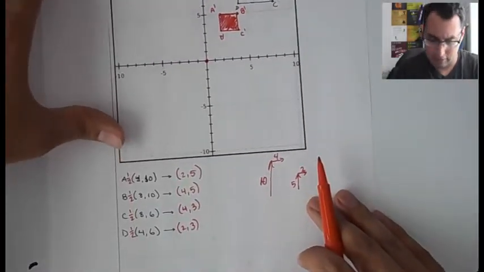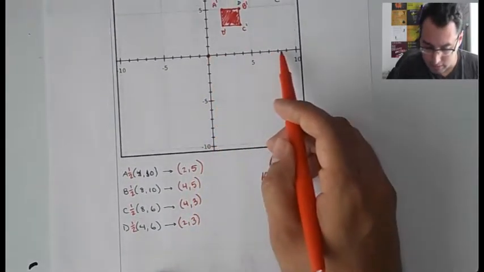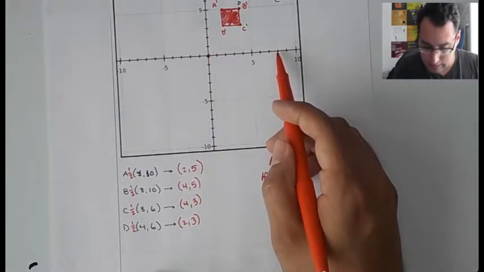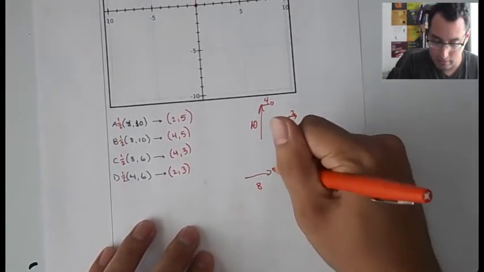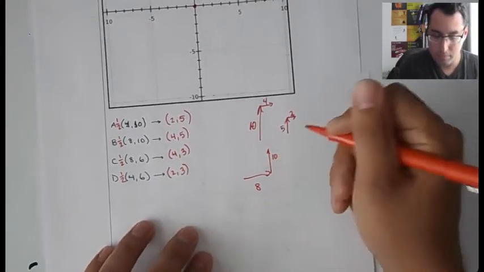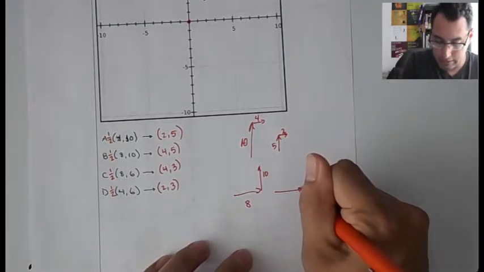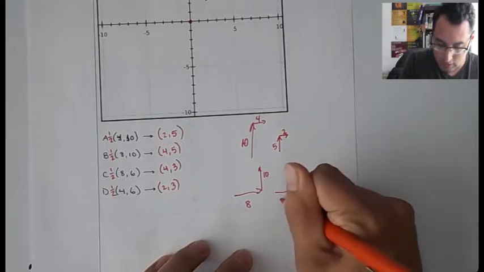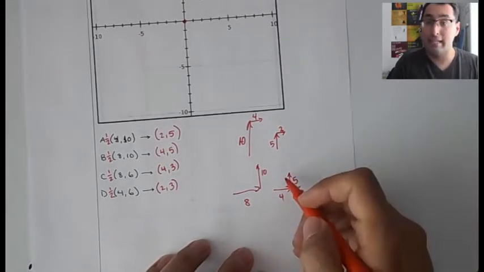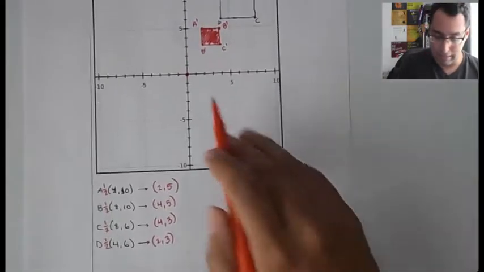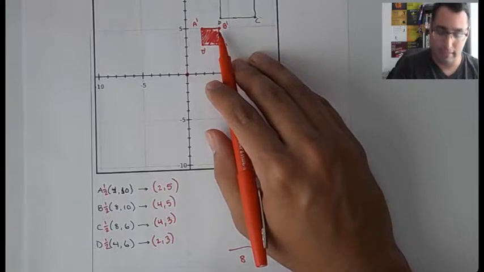And I'll end with, let's do B. So B is, I'll go to the right first. Looks like we're going 8 to the right and 10 up. So let's go 8 to the right and 10 up. If I just divide both paths by 2, so instead of going 8 to the right, I'll make it smaller. We'll go 4 to the right. Instead of going 10 up, we'll go 5 up. So if I go 4 to the right and 5 up, that is where B prime is at. So 4 to the right, 5 up. Yes, that is where B prime is at.